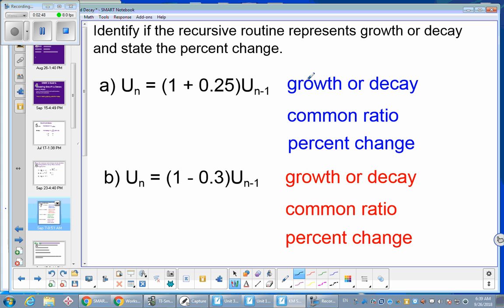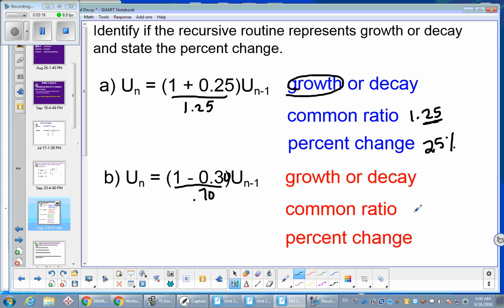All right, so for these, I'm going to show you 2 examples, and then you're going to try 2 on your own. So 1 plus 0.25 is 1.25. So our ratio is 1.25, and this is growth. And then for the percent change, we have to look at the extra because it's growth. This one grew by 25%. 1 minus 0.3 is 0.70 because this is 0.30. So our ratio is 0.70. This is decay then because our ratio is less than 1. Our percent change is if we kept 70%, we lost 30%.